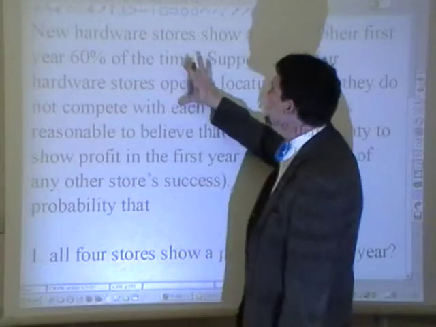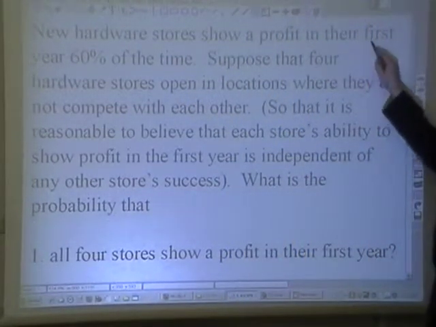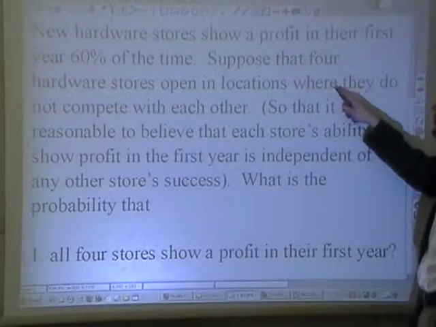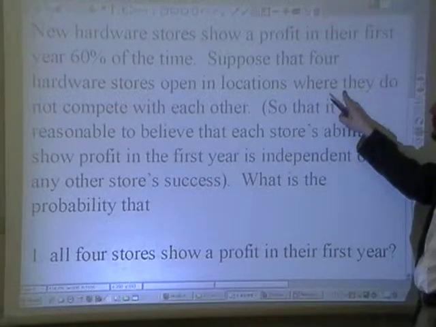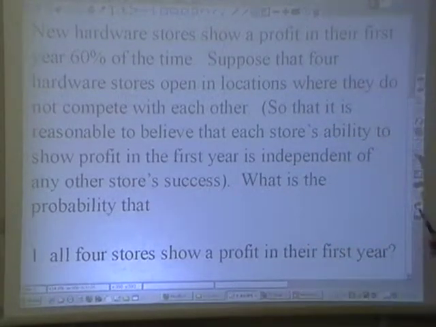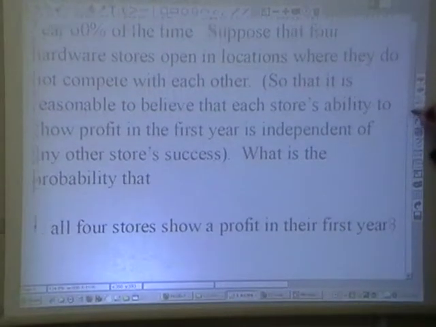All right, so here we are. New hardware stores show a profit in their first year 60% of the time. Suppose that 4 hardware stores open in locations where they do not compete with each other. They are independent. Okay, so each store is independent of the other. What is the probability that all 4 stores show a profit in their first year?